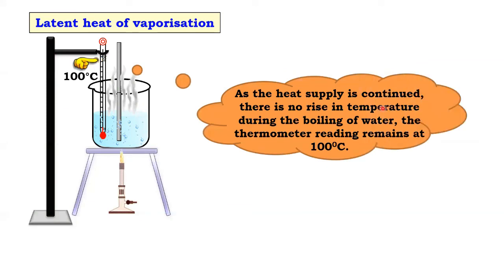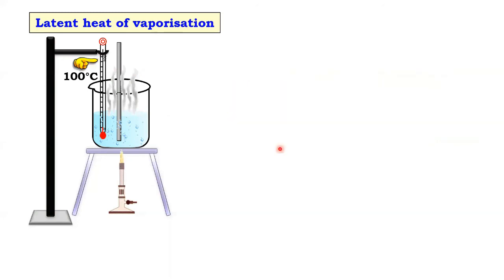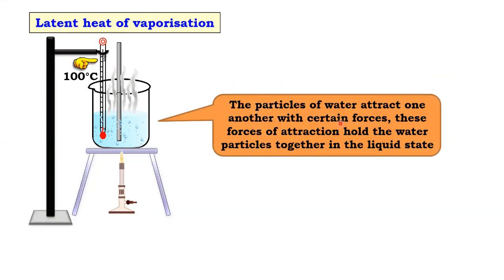As the heat supply is continued, there is no rise in temperature. After reaching 100 degrees Celsius, the temperature will not increase further, and because of this the thermometer reading will be constant, or it will be simply sitting at 100 degrees Celsius. Okay, moving ahead. The particles of water attract one another with certain forces.